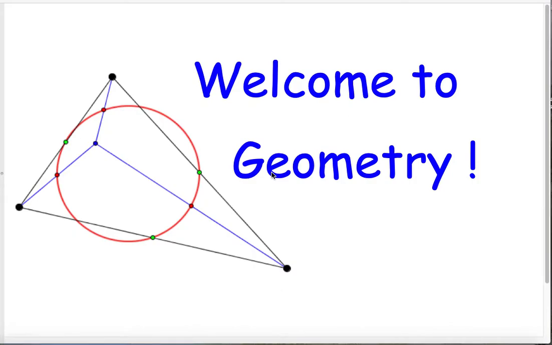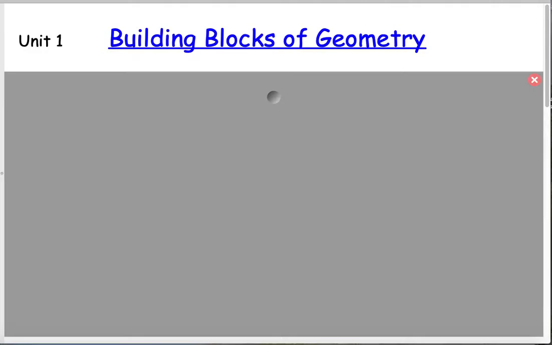Welcome to geometry. So geometry is a mathematical system. And so what we're going to do is we're going to start with a few basic building blocks, and then everything that comes out of that can be proven, although that's for a higher level course, maybe like in college. So there's three main building blocks for geometry.